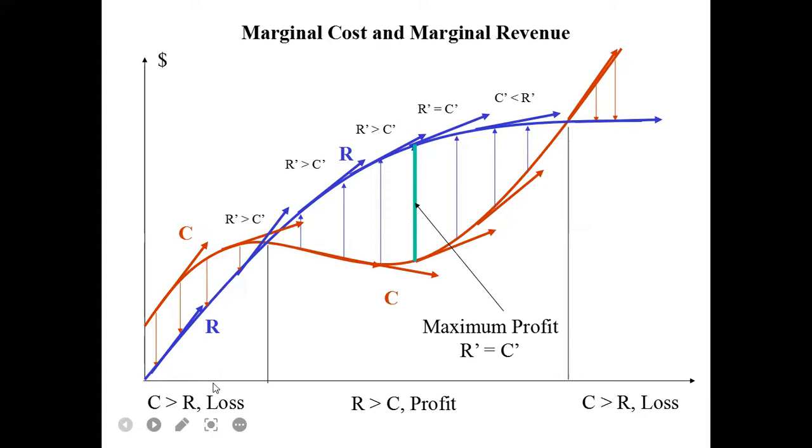In the left part, cost is greater than revenue, which indicates loss. If revenue is greater than cost, then there will be profit. But if cost is greater than revenue, then again there is loss. You have to keep this chart in mind for any business and economics problem.